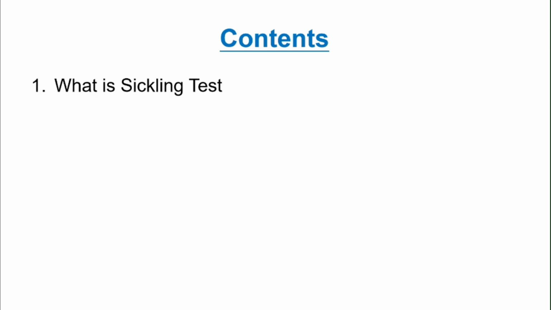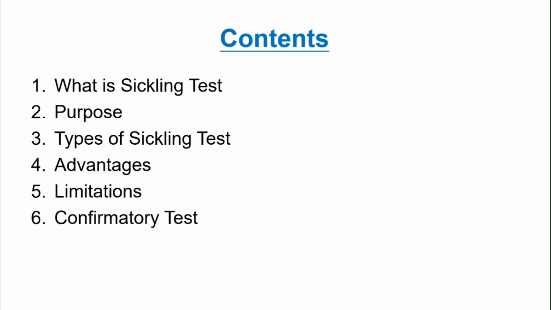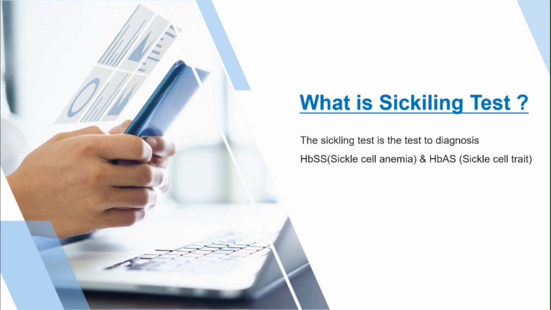After watching this video, you'll come to know what is sickling test, the purpose of sickling test, the types, the advantages, their limitations, confirmatory test, and the clinical importance. Now first, let us see what is sickling test. The sickling test is a diagnostic tool that helps in diagnosis of HbSS, which is sickle cell anemia, and HbAS, sickle cell trait.